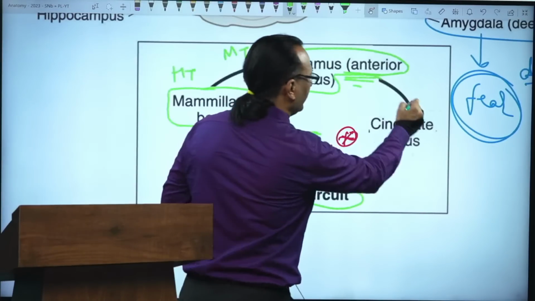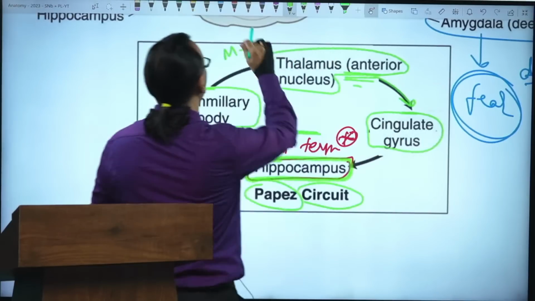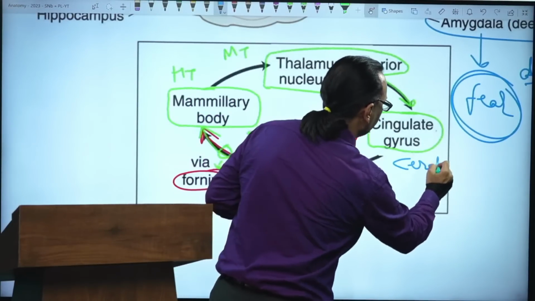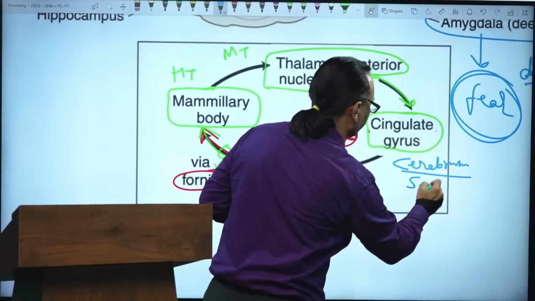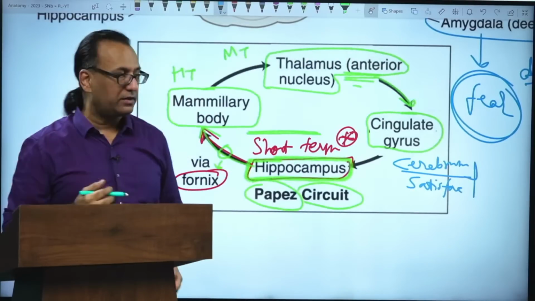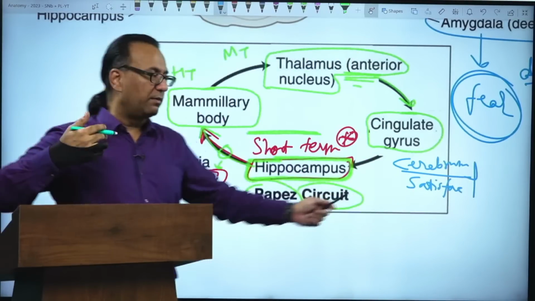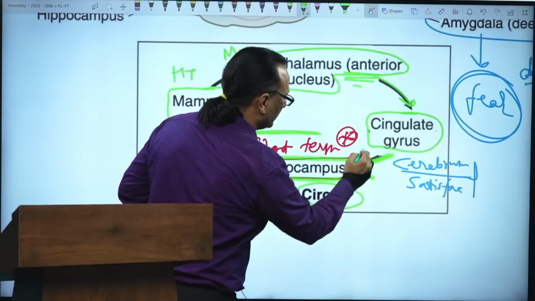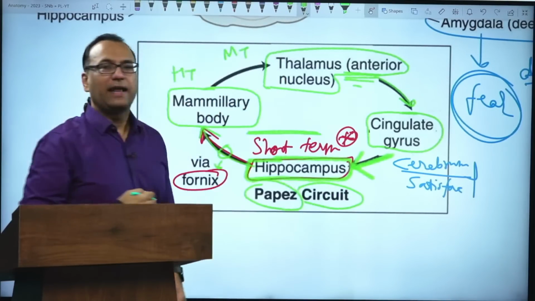Will send it to cingulate gyrus. You have known that cingulate gyrus is present in the cerebrum. It is in the cerebrum, and it is for satisfaction. We have discussed it is for satisfaction. That satisfaction could be due to food or sex or whatever. And then the pathway comes back into hippocampus. It is a complete neural loop, and it keeps on going around and around.